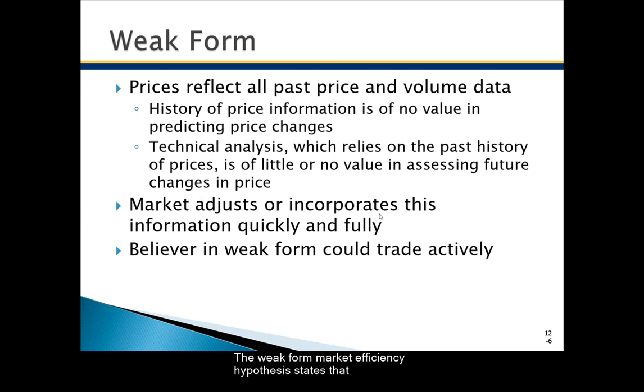The weak form market efficiency hypothesis states that stock prices reflect all past price and volume information. Therefore, the stock price chart that contains the history of price and volume information is of no use in predicting stock price changes. The weak form efficient market hypothesis is bad news to technical analysis, which relies on past history of prices. Under the weak form efficiency hypothesis, technical analysis is of no use in forecasting stock prices.